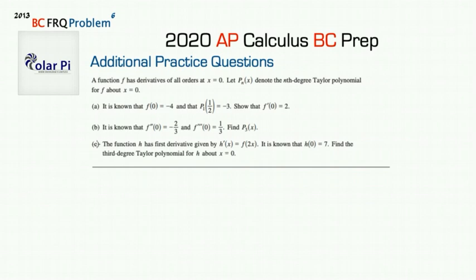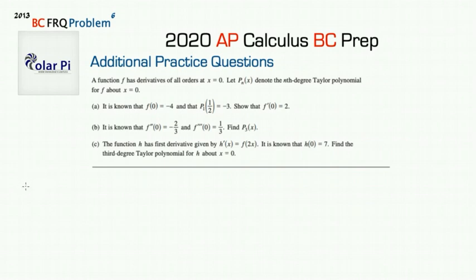Now, in part A, it says it's known that f of 0 is -4, and the first degree Taylor polynomial centered at 0, and therefore the Maclaurin, when evaluated at 1/2, gives the number -3. So the value of the first degree Taylor when we plug in 1/2 for x is -3. Again, it's centered at 0, and therefore it's a Maclaurin series. And so what we have to do is show that f prime of 0 is equal to 2.